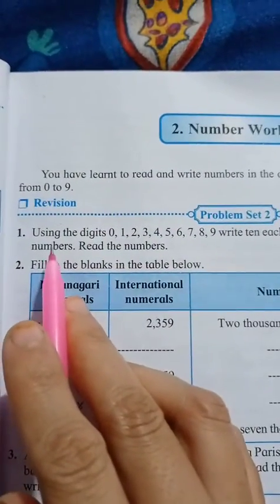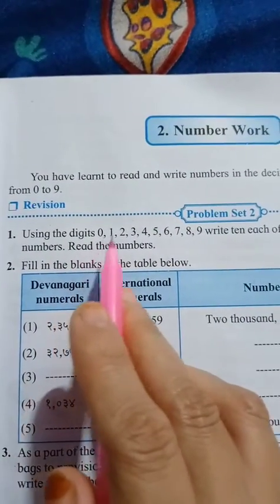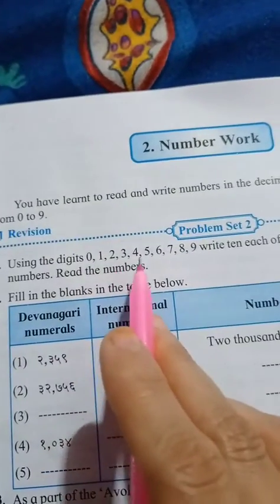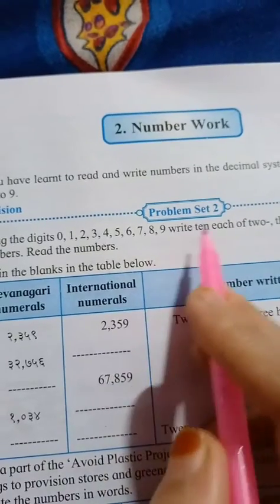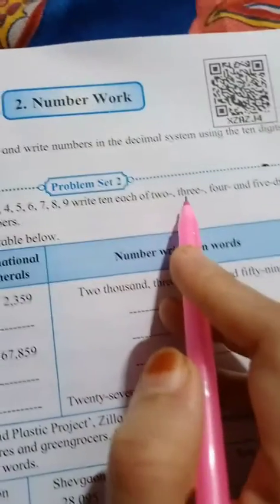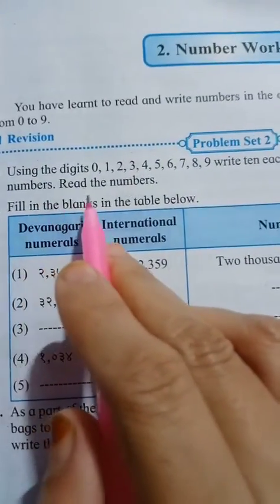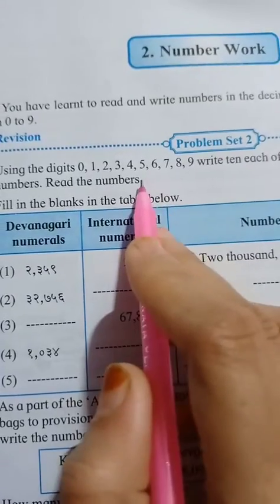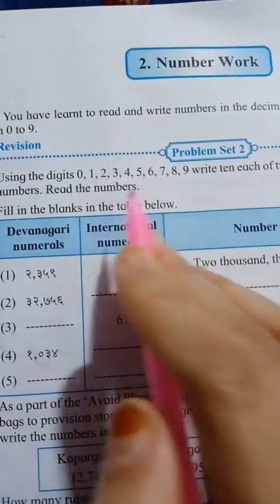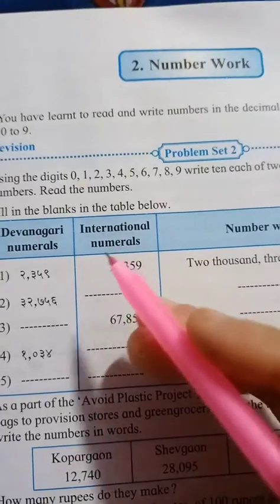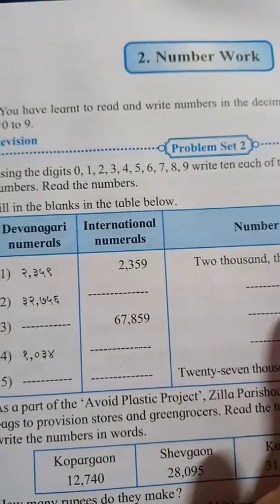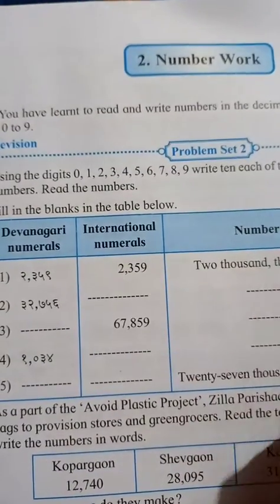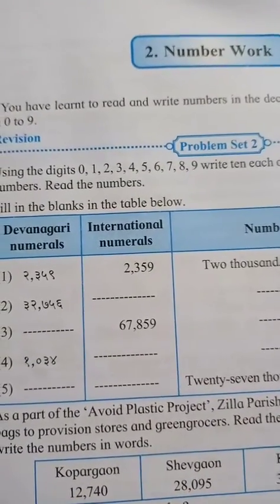First question, using the digits 0, 1, 2, 3, 4, 5, 6, 7, 8, 9. Write 10 each of 2, 3, 4 and 5 digit numbers. Read the numbers. First we have to make the 10 numbers of 2, 3, 4 and 5 digit. Then read these numbers also. How do we make the 2, 3, 4 and 5 digit number?